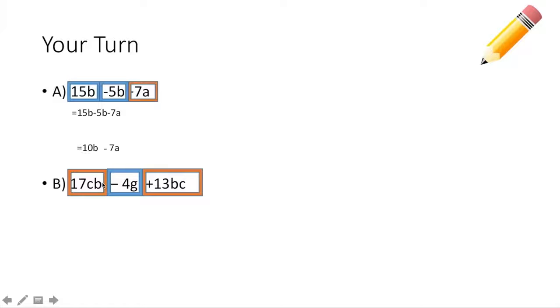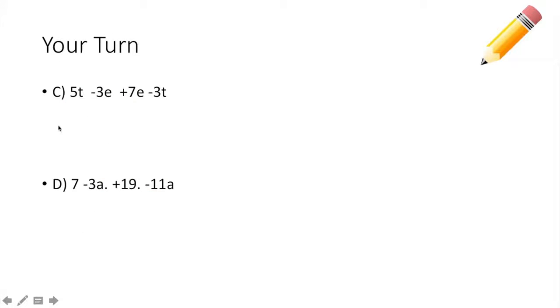So the second step is to put the like terms next to each other. So 17bc plus 13bc is next to each other, minus 4g. So 17bc plus 13bc is equivalent to 30bc minus 4g, because you cannot subtract 4g from anything else in this expression. So here are some more questions for you to answer. So I will give you time to pause the video and answer the questions.